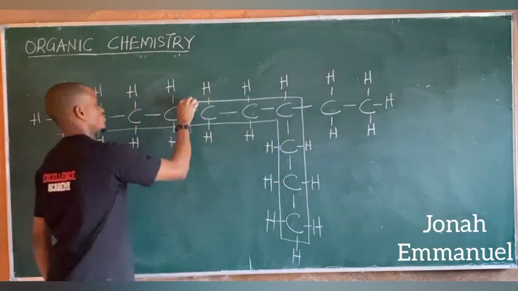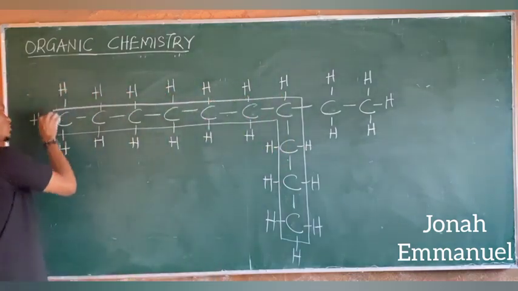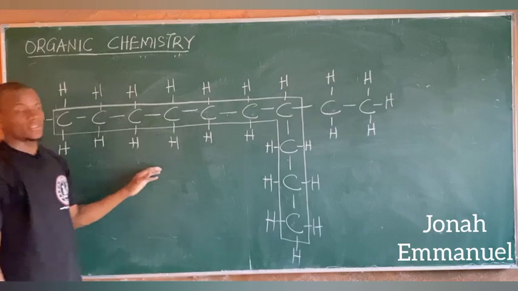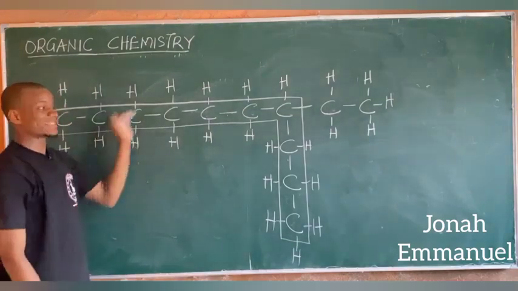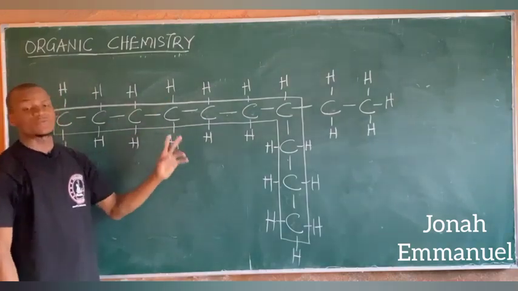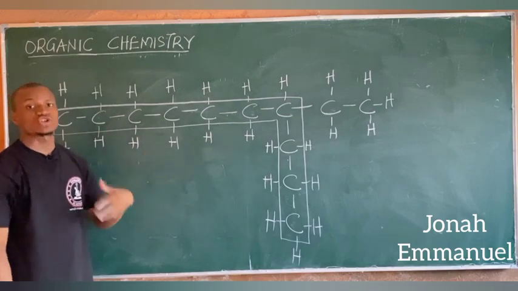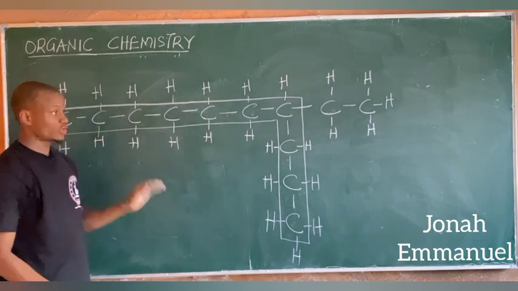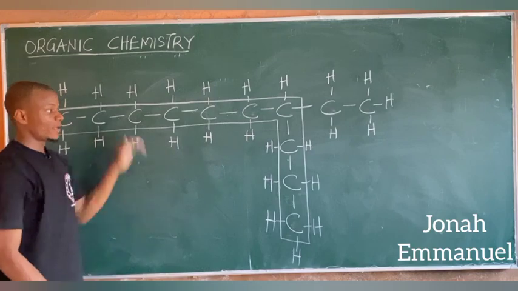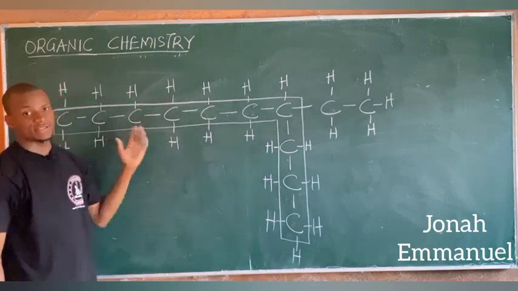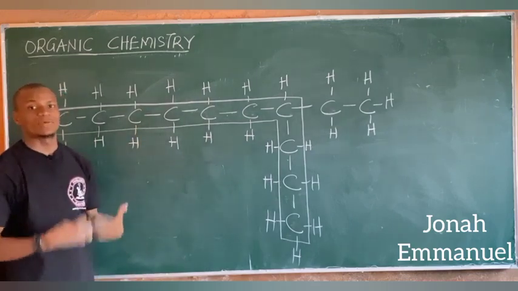Longest continuous carbon chain. Alright, so what does it mean? It means that the longest continuous carbon chain can still be branched. In our two previous examples, it was straight. It must not always be straight. That's the idea. Okay, so you can see a branched figure like this as the longest continuous carbon chain.